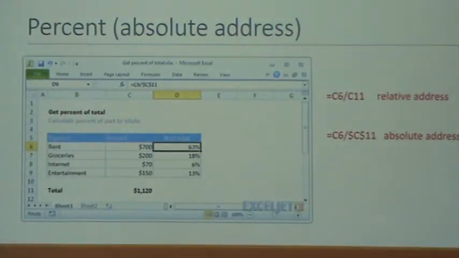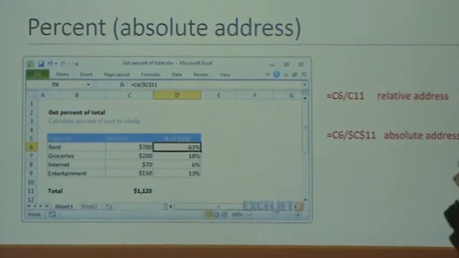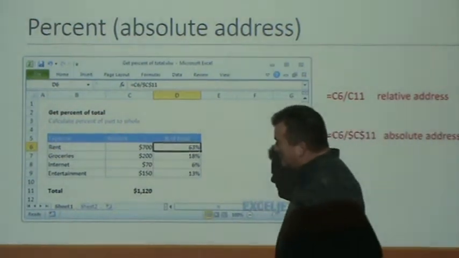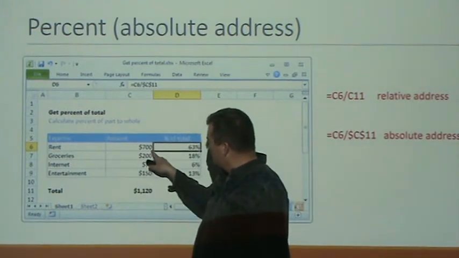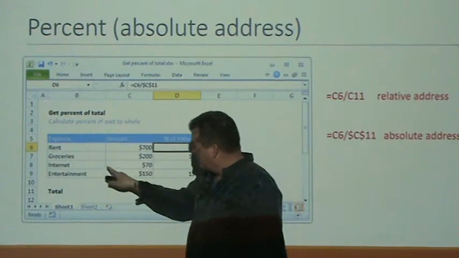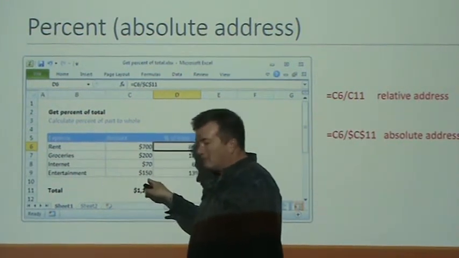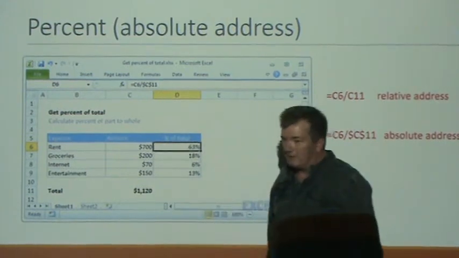We can format numbers in many, many ways. One of them that's kind of interesting is when you do a percent. So let's say, for example, we had a spreadsheet where we're again calculating expenses. Let's say rent is $700, groceries is $200, internet is $70, and entertainment is $150. So this might be somebody's expenses for a month.